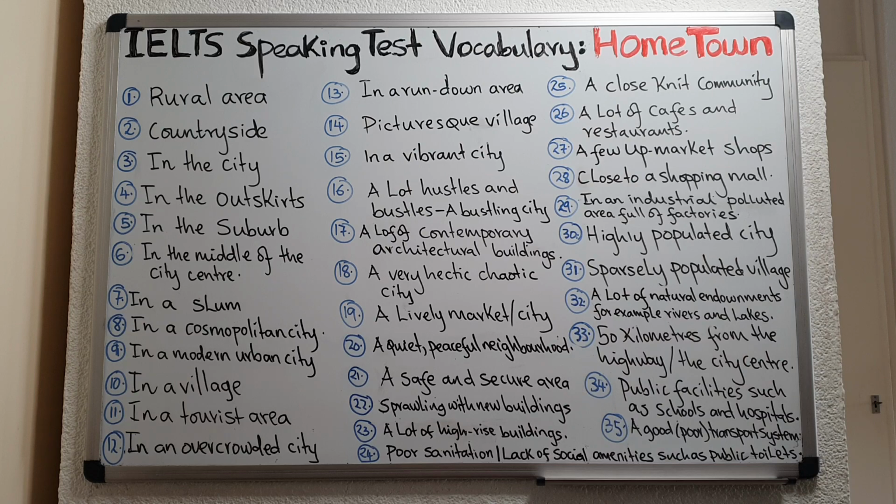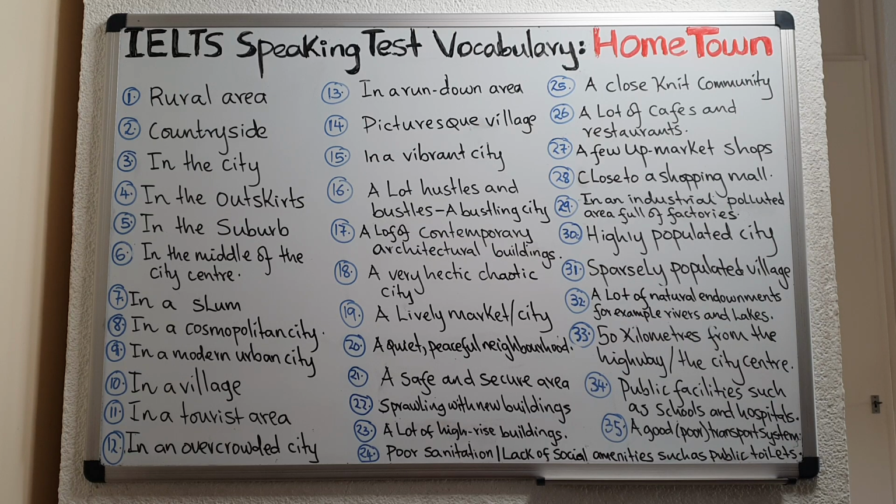Now, cosmopolitan city. If you live in a cosmopolitan city, then it means that you live in a very modern and urban city. It is very modern. There are a lot of new buildings, very modern buildings, and it is also a city where you are likely to find people from all over the world, okay? If you live in a cosmopolitan city, then it means that you live in a modern urban city where there are people from all over the world.